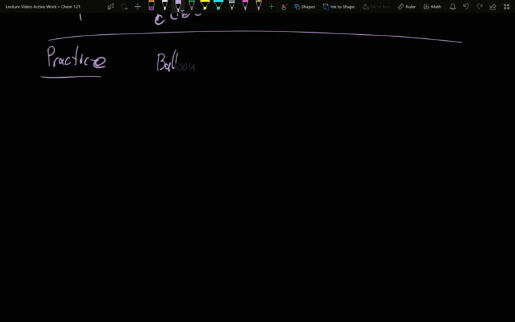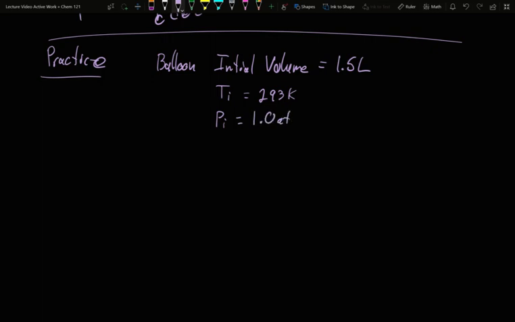So we have a balloon that has an initial volume of, let's say, 1.5 liters. The initial temperature was room temp, 293 Kelvin. The pressure outside today is just about 1 atmosphere, so 1.0 atmospheres. What I want to know: how many moles were in that balloon? It was a party balloon. I blew it up. I breathed into it a few times until it was 1.5 liters in size. I'm kind of curious, just how many moles of gas did I breathe into that balloon?